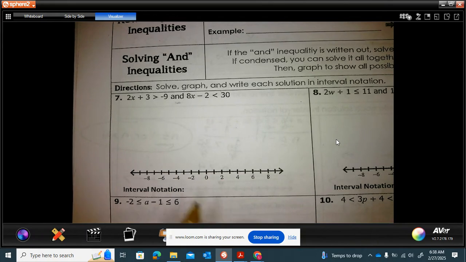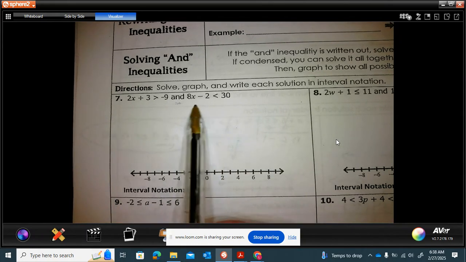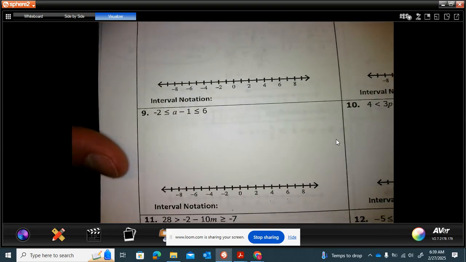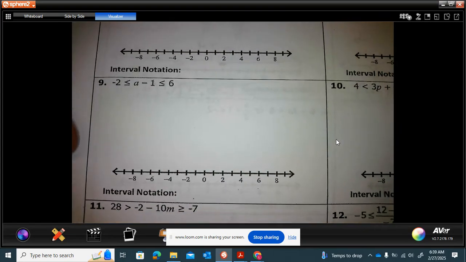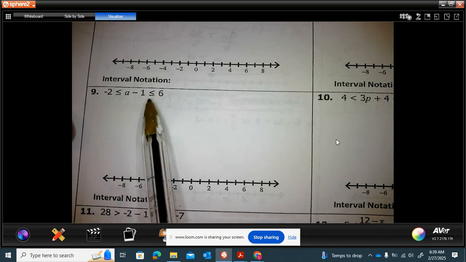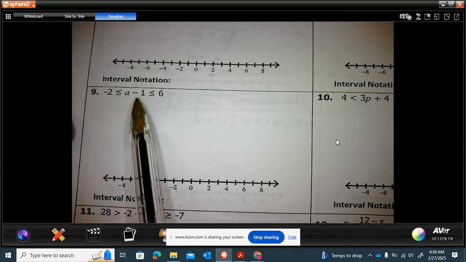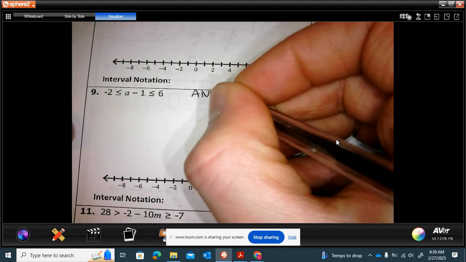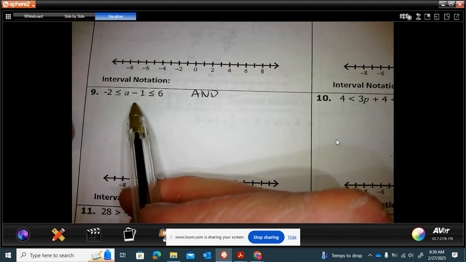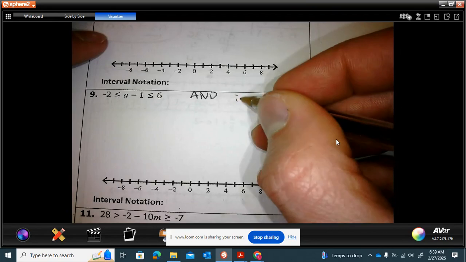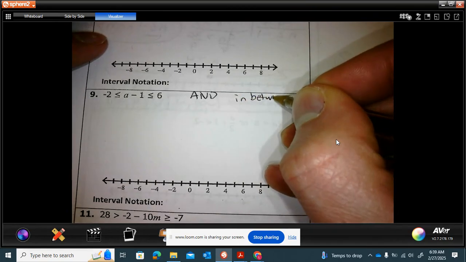Most of the time, I'm not even going to do this question because this is not the type of question I'm going to give you. You're going to see it written more like question number 9. Like question number 9, you could see it's one big inequality. You have two inequality symbols. And because you don't see the word or, you know it's an and inequality. Like it clearly doesn't say the word or, so I know it's an and inequality. So I know it's going to be shaded in between at the very end.